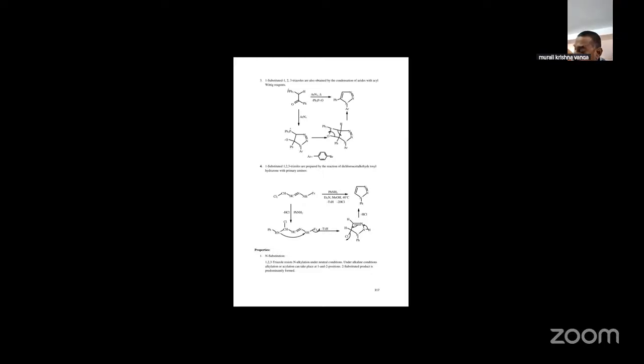Properties. In substitution, 1,2,3 triazoles resist N-alkylation under normal conditions. Under alkaline conditions, alkylation or acylation can take place at the 1 or 2 position. The 2-substituted product is predominantly formed.